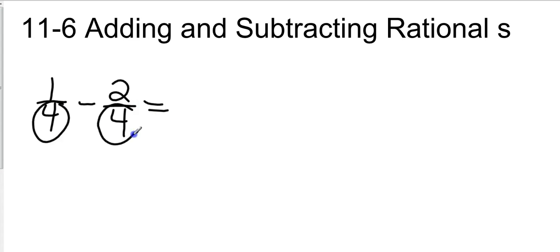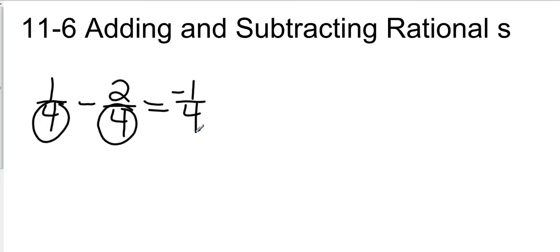We're going to add and subtract rationals today. Remember when we had fractions and we added or subtracted? The one common thing is we had to have the same denominator. So this would be negative 1/4.